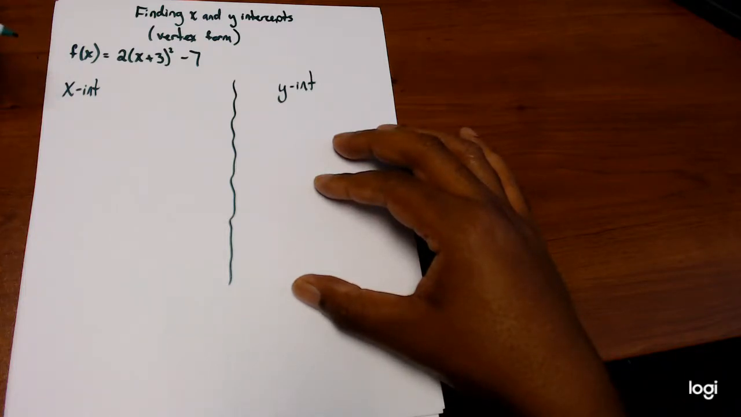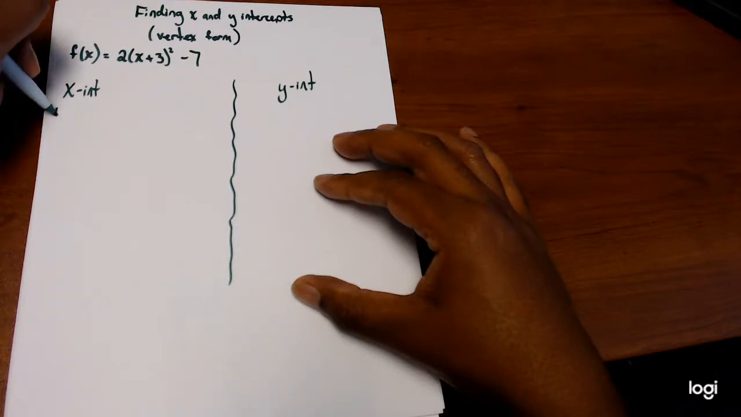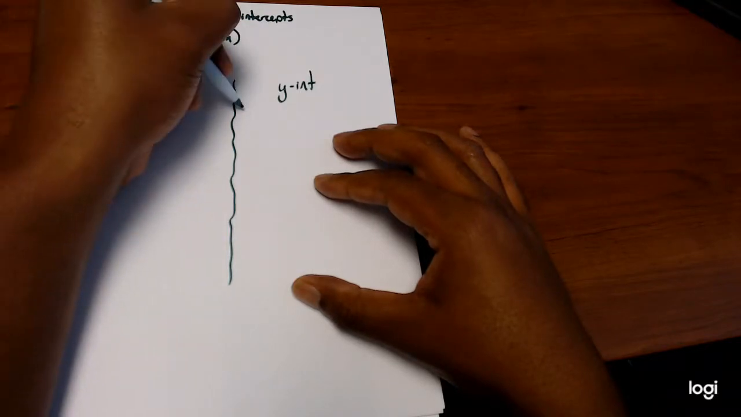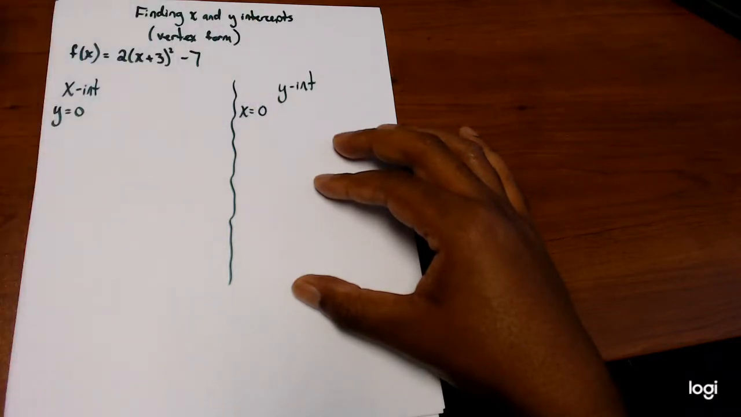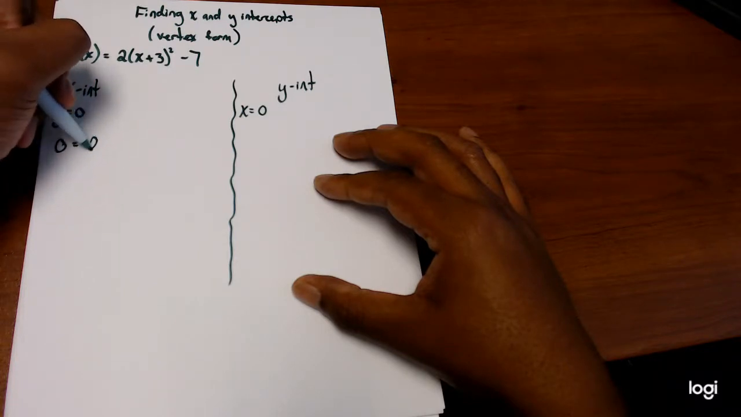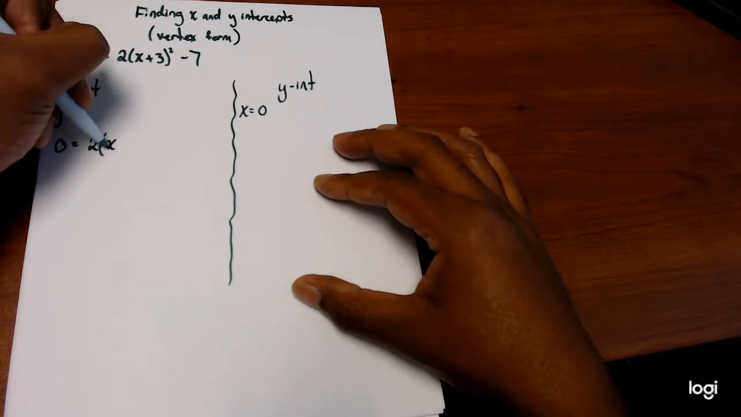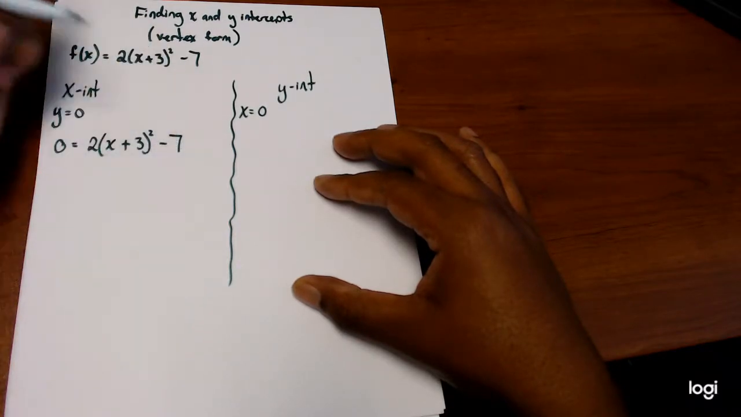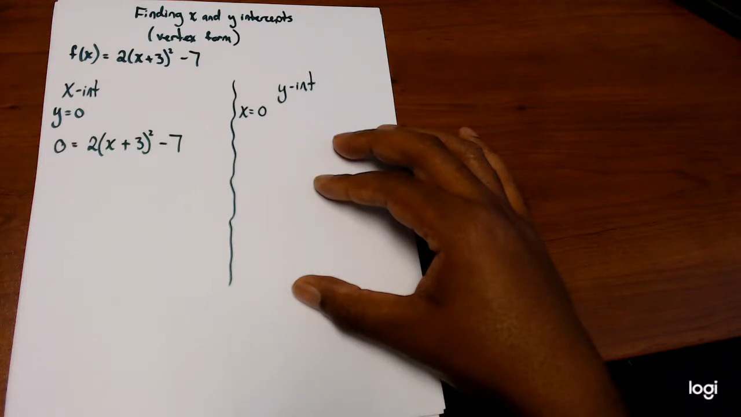Well, guess what? The foundation of the process that we use does not change. To find the x-intercept, we still want y to be equal to 0. And to find the y-intercept, we still want x to be equal to 0. Okay? So, remember f of x is y, so to find my x-intercept, I'm replacing f of x with a 0. Now I need to solve this equation, right?